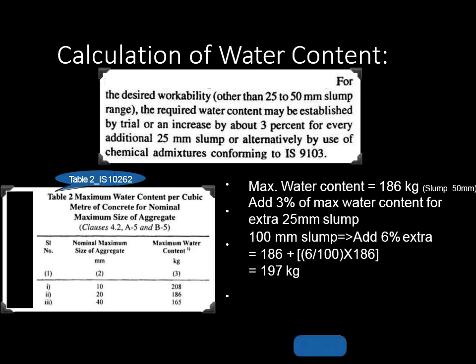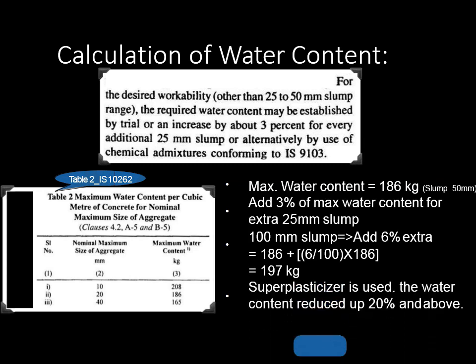For a 100 mm slump, add 6% extra, that is 186 plus 6 divided by 100 into 186, which is equal to 197 kg. With super plasticizer used, the water content is reduced by 20% of the above. So 197 minus 20 divided by 100 into 197 is equal to 148 kg of water.